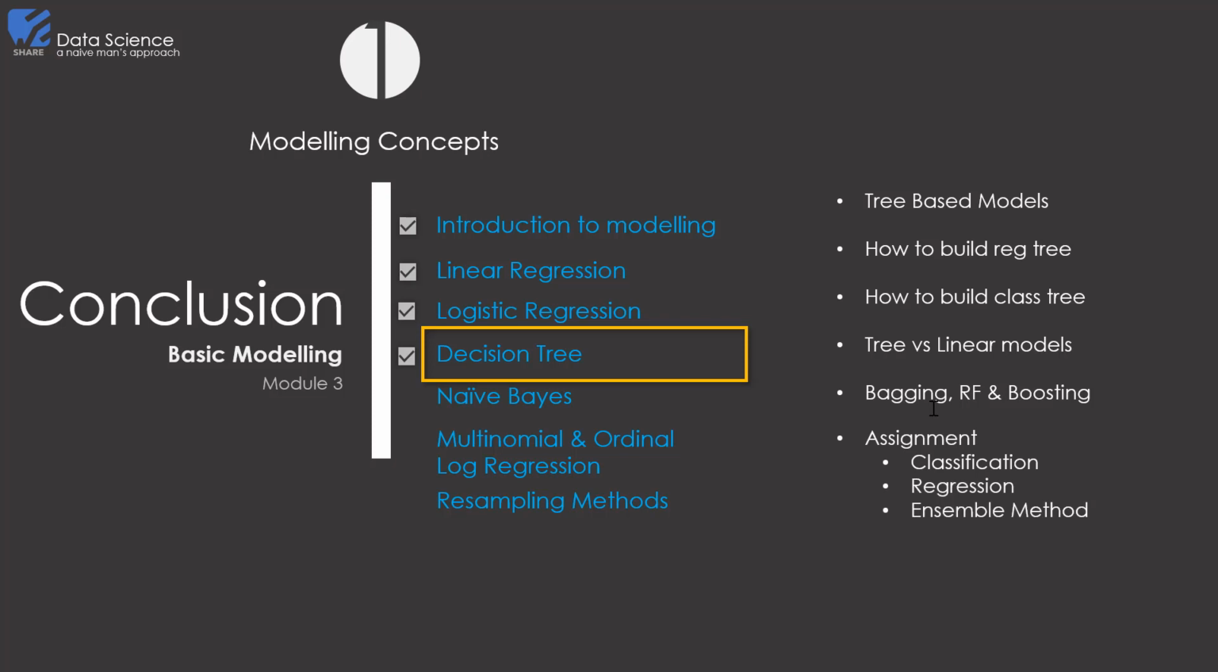Now it's time for the assignments. So let's see how we can implement this in R. We will build two models in R, one for classification and one for regression. And in the third assignment, we will cover the ensemble methods.